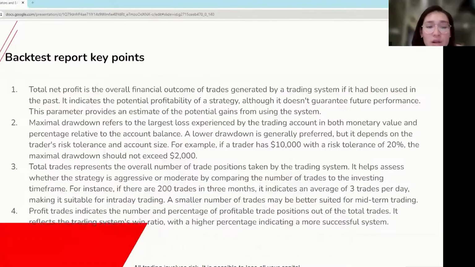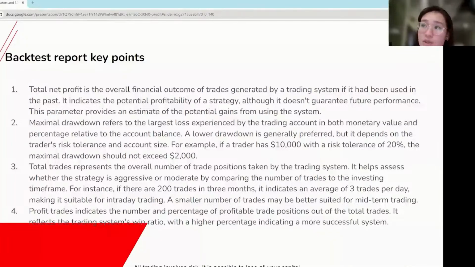So what exactly do they mean? Firstly, total net profit is the overall financial outcome of trades generated by a trading system if it had been used in the past. So it indicates the potential profitability of a strategy, although it doesn't guarantee future performance. This parameter provides an estimate of the potential gains from using the system.